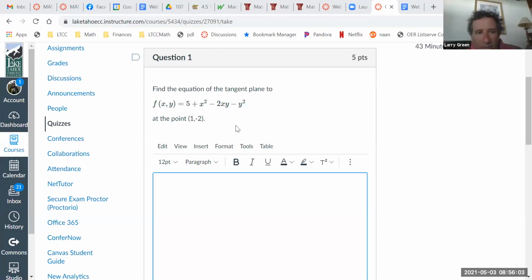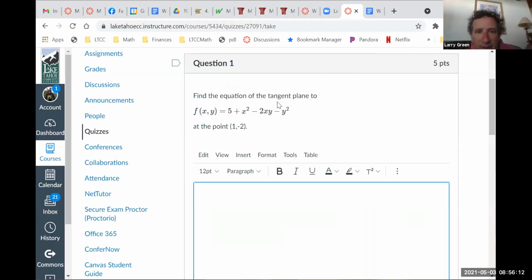But before we do that, let's jump into the quiz so we can go over how to answer those questions. Okay, so here's the quiz. It says find the equation of the tangent plane to f of xy equals 5 plus x squared minus 2xy minus y squared at the point 1, negative 2. All right, so we need the equation of the tangent plane. And to do that, what do I have to calculate?